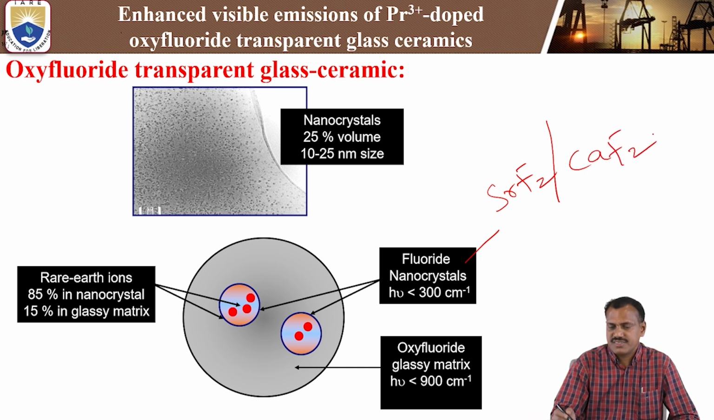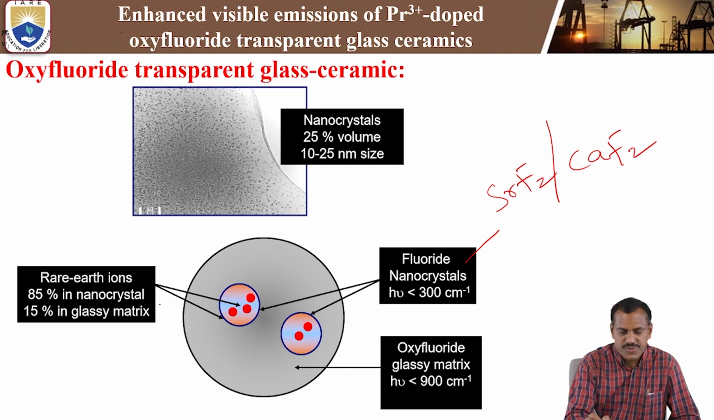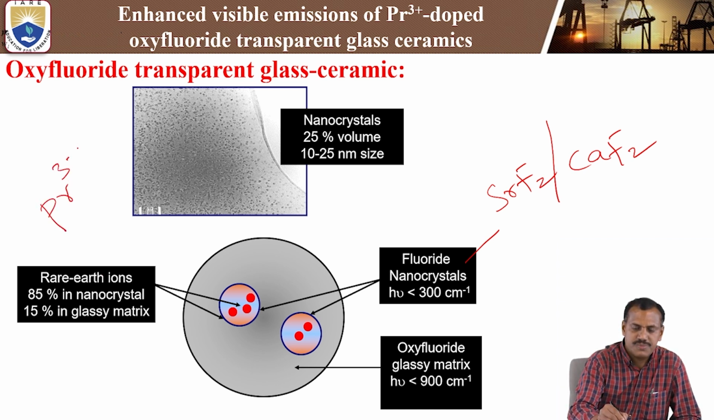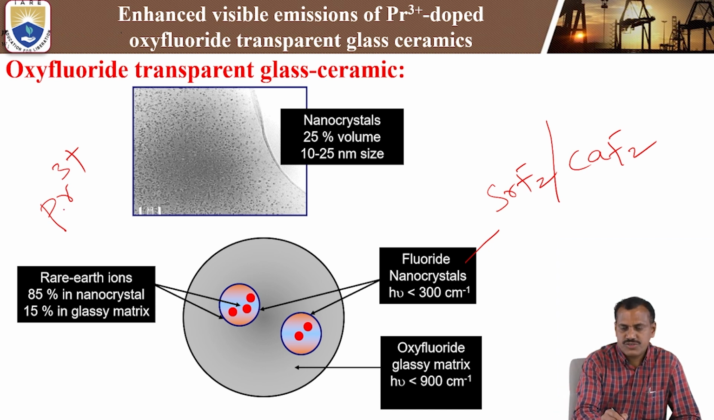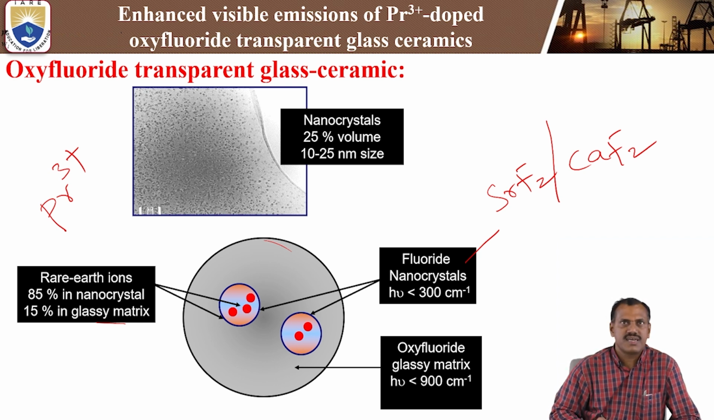Whenever that is embedded with strontium fluoride or calcium fluoride, automatically this strontium fluoride nanocrystal or calcium fluoride nanocrystal is doped with rare earth elements. See here, rare earth elements. In our present case, the rare earth element we are using is praseodymium 3+ ions. Whenever praseodymium 3+ is doped into strontium fluoride nanocrystals, 85% of the rare earth ions are in the nanocrystals, in the 15% of glass matrix. Total 85% of rare earth ions will be in the 15% of glass matrix. Automatically, this strontium fluoride or calcium fluoride nanocrystal forms in the glass matrix.